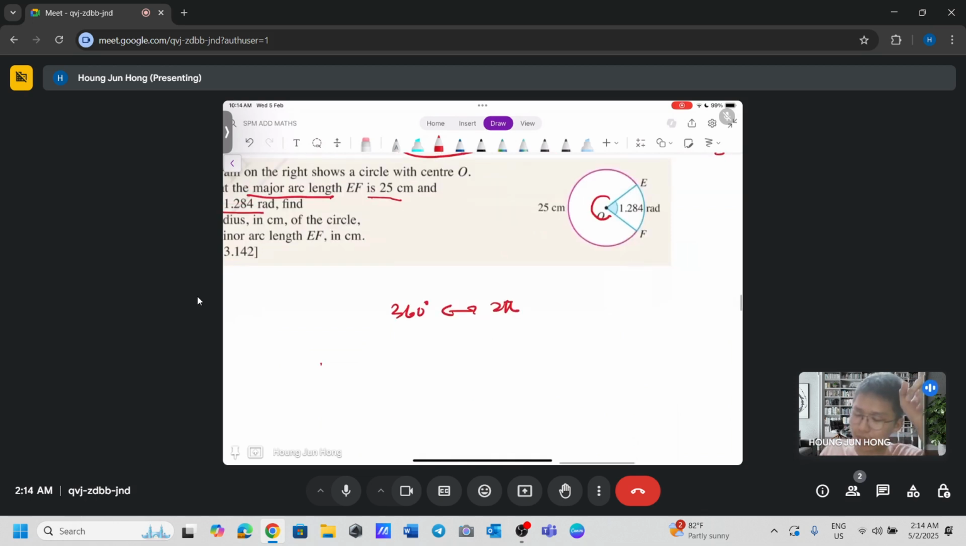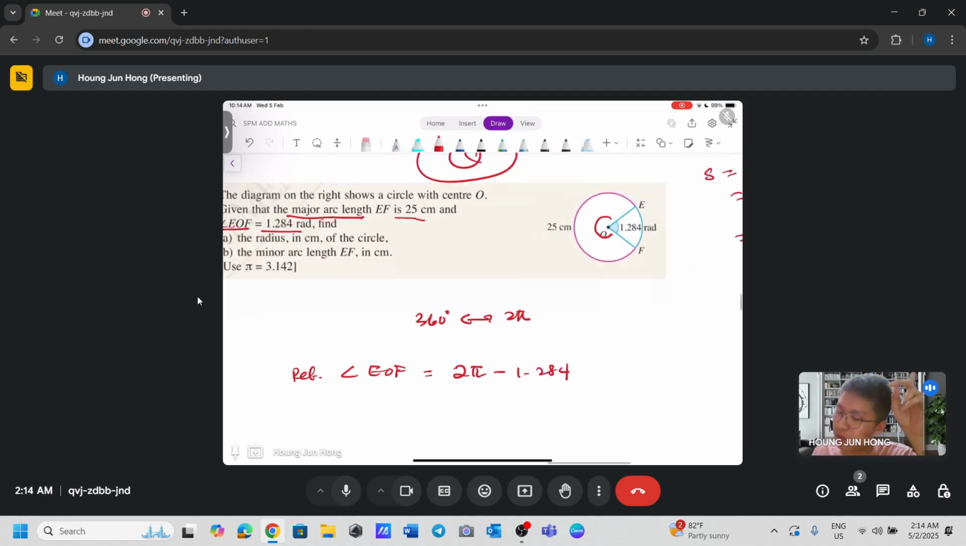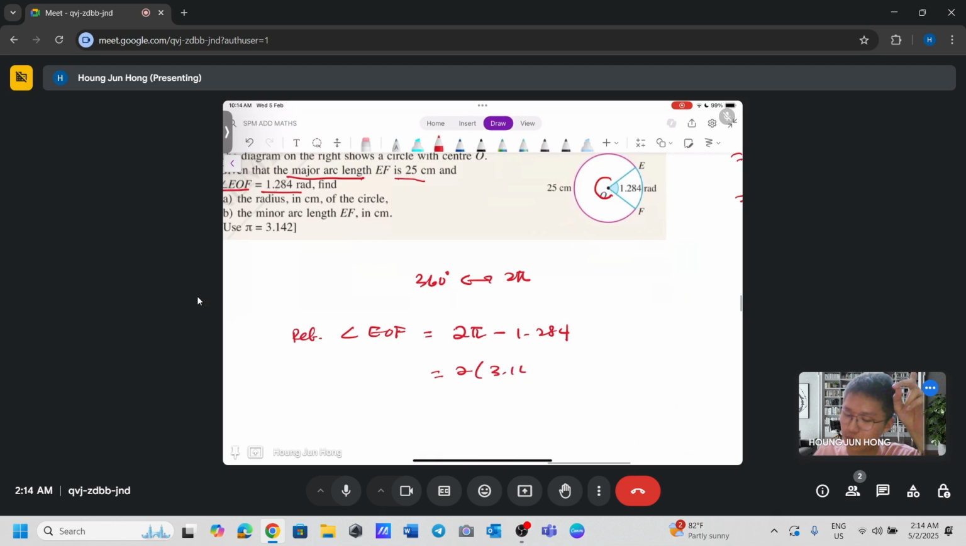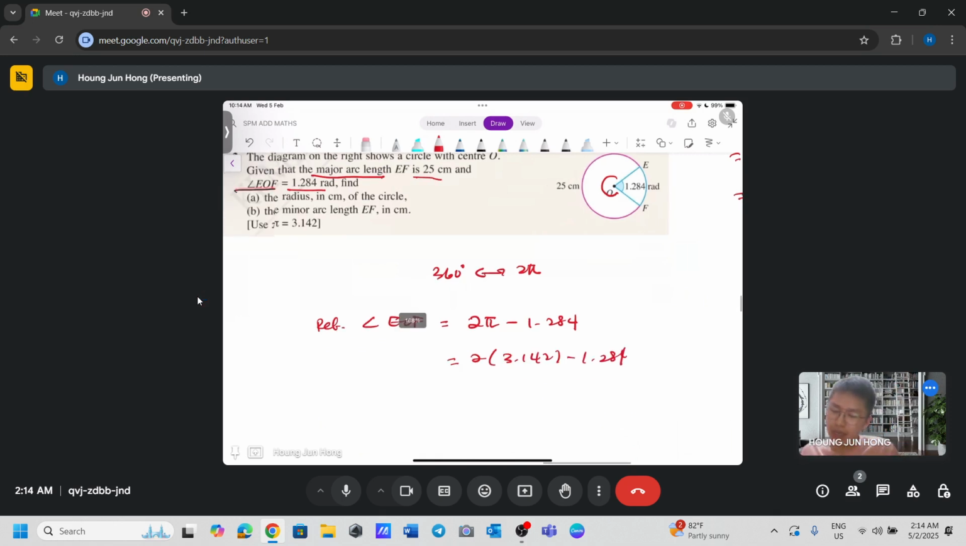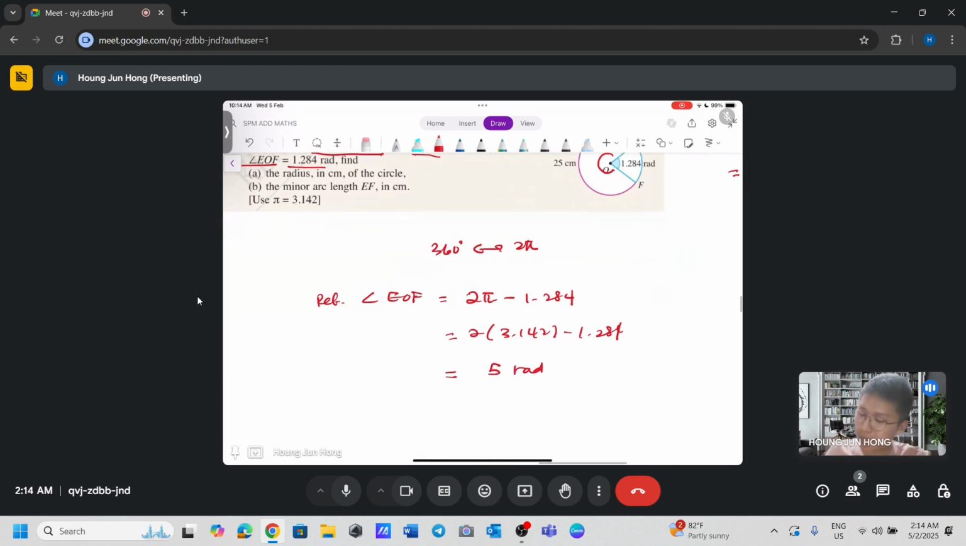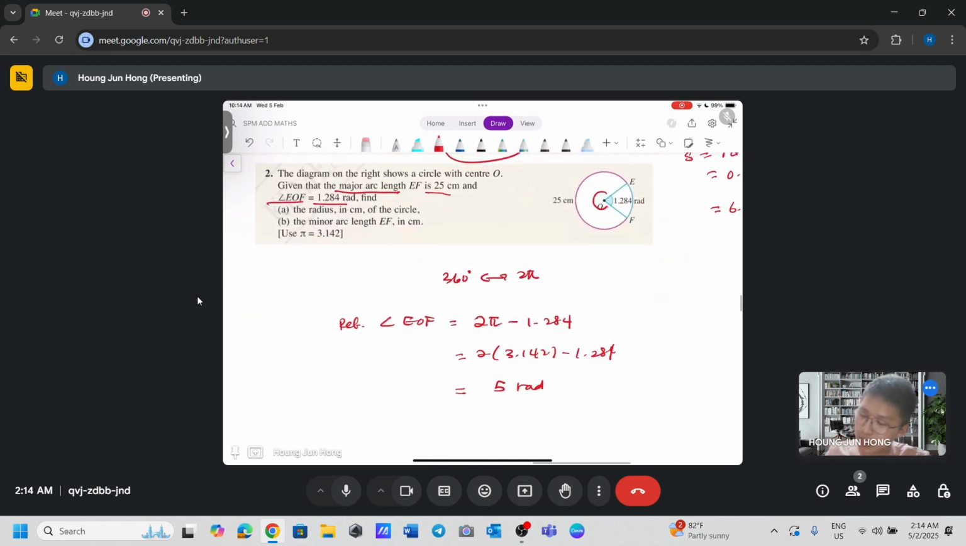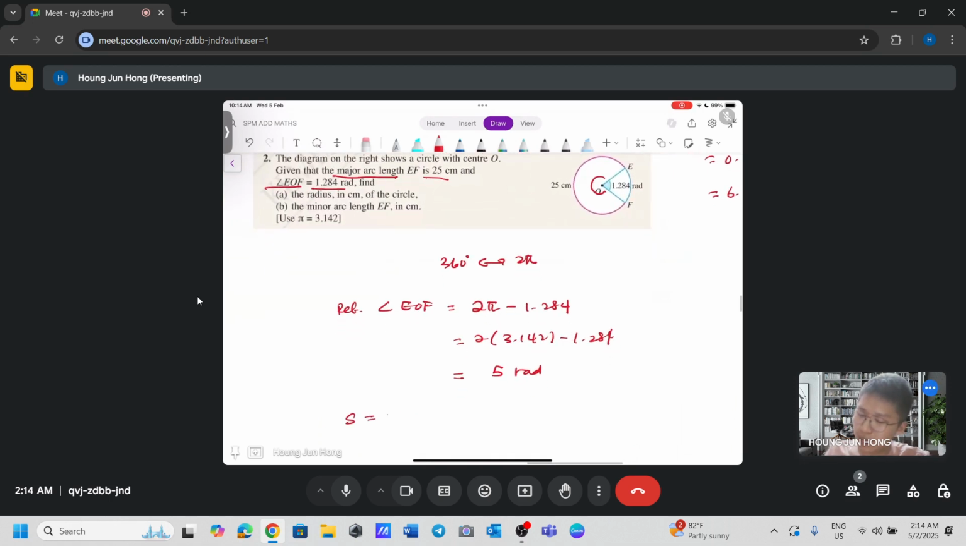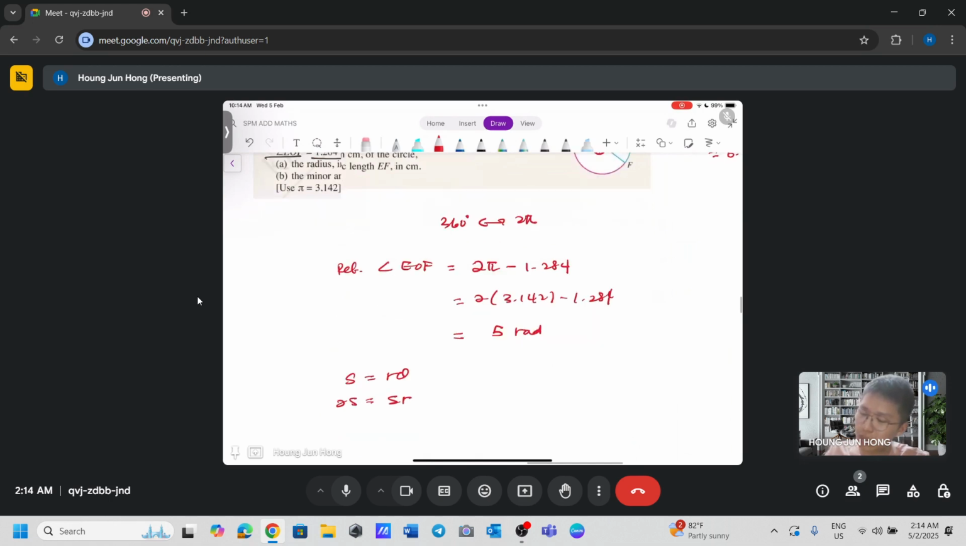So how do you find the reflex angle EOF? This is 2 pi whole thing minus 1.284, and again don't forget pi is given, you use 3.142. This is hard to calculate, let me just use my calculator. So 2 times 3.142 minus 1.284, that is 5 radian. And then what happens next? Basically, typically s equals r theta, 25 equals 5 r, so r is 5 cm.